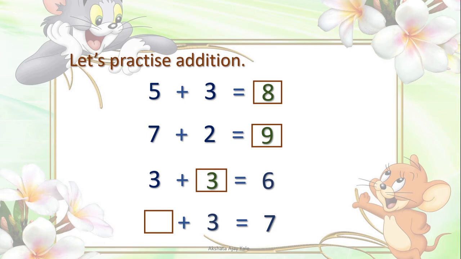Last one. Dash plus 3 is equal to 7. The answer is 7. So the first number should be, yes, we have already 3. Yes, out of 7 we have 3. Correct. The number should be 4. 4 plus 3 is equal to 7. Very good.